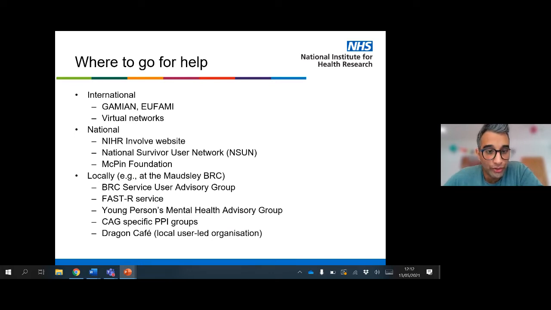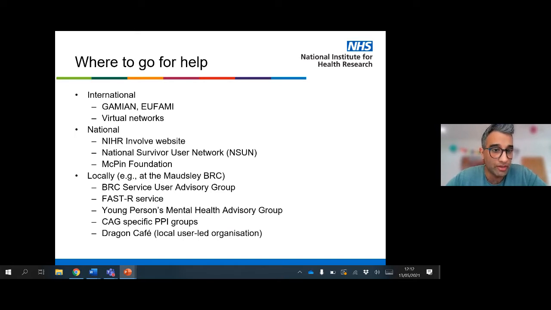So based on that, what I thought I'd do is a bit of practical help, you know, where to go for help. And then I'll talk a little bit about some examples, for example, how I've developed some studies where I've involved service users. So internationally, there are various networks like the Gamian network, or there are virtual networks. You can Google these, and I'm sure you'll find the website and lots of forums talking about it.